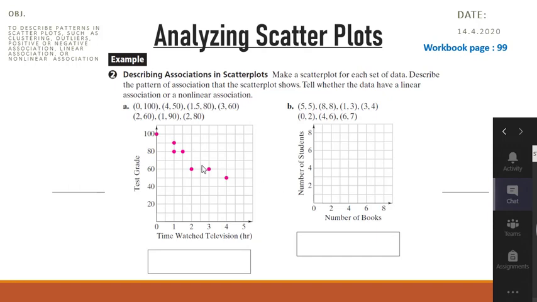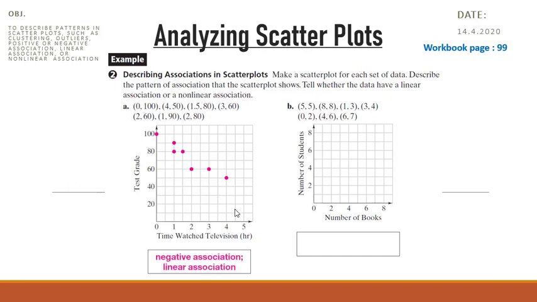Okay, sorry, Abdullah. I want someone to tell me whether this is linear or non-linear association. Ahmed Gannas? Yes. Linear or non-linear? Non-linear. Ahmed, this is non-linear. Wait. This is in the shape of a line, so it's linear. Okay. This is negative association and it's linear association. Okay. And this one, these are the points.